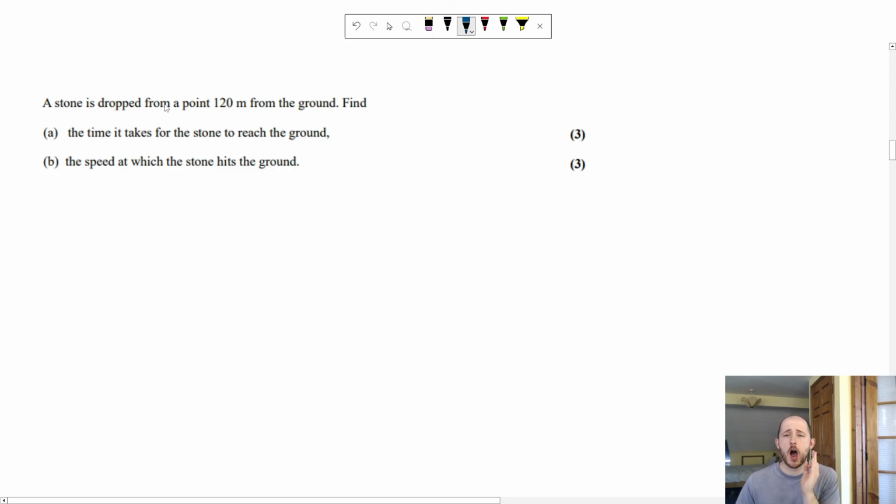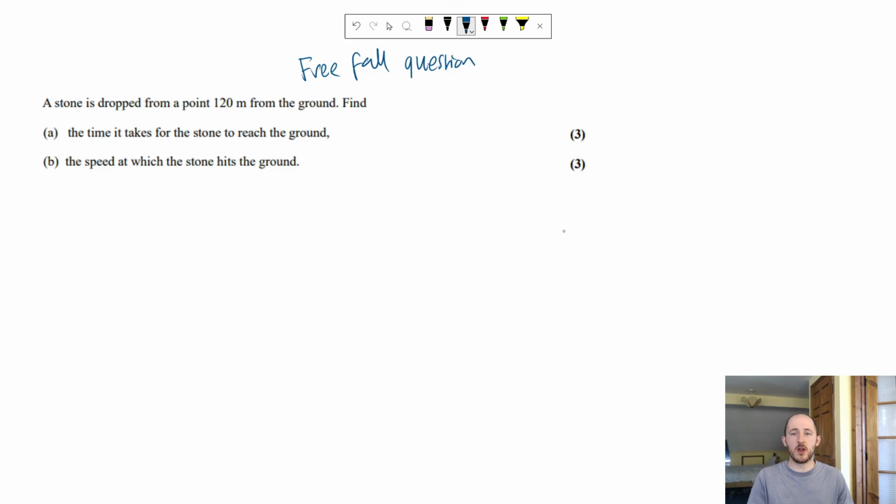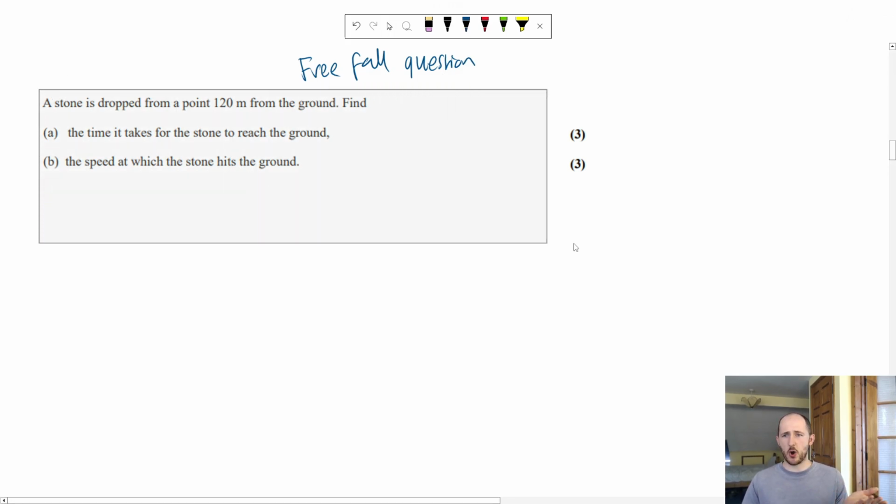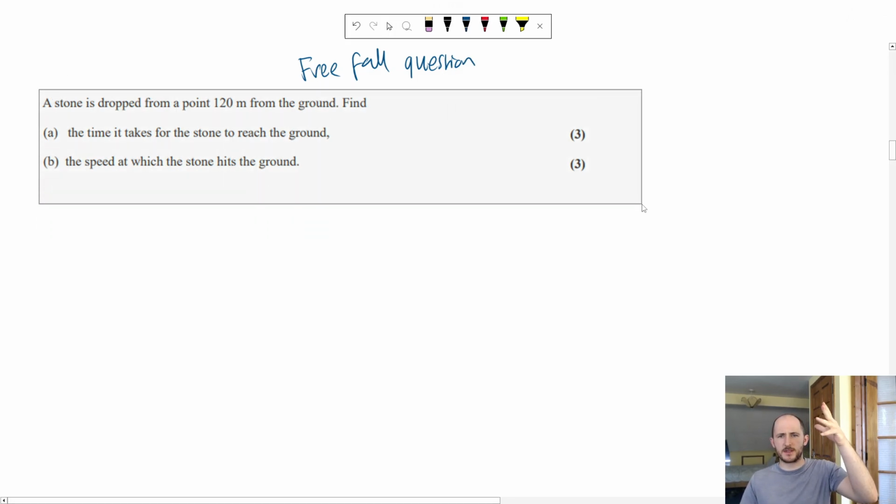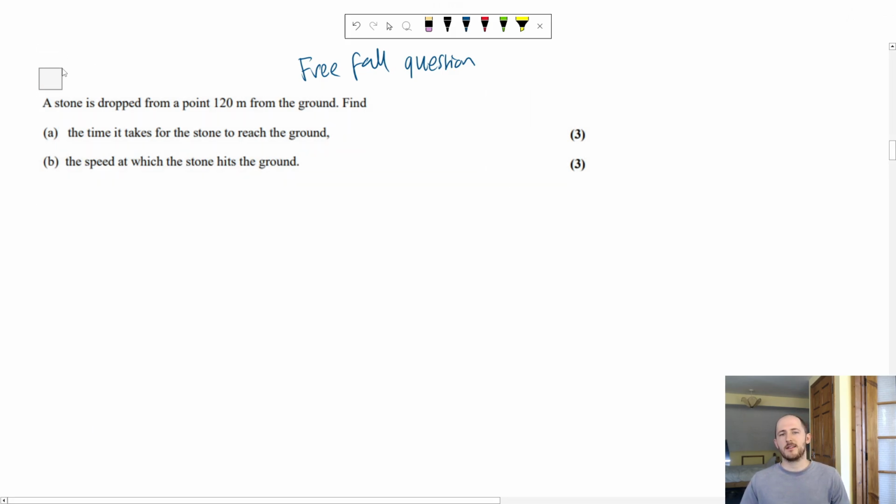I love this type of question because it's 6 marks. That is so free. It's so free, it's unbelievable. This is something called a free fall question. And the reason for this is, if you notice, they give us no information. A stone is dropped 120 meters high, that's it. I know, right? It doesn't seem like much, but you have everything you need. Let me show you how you have everything you need.